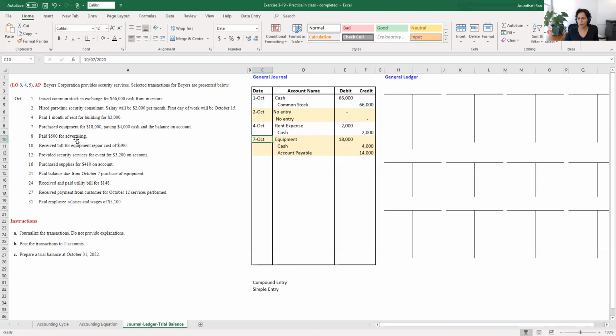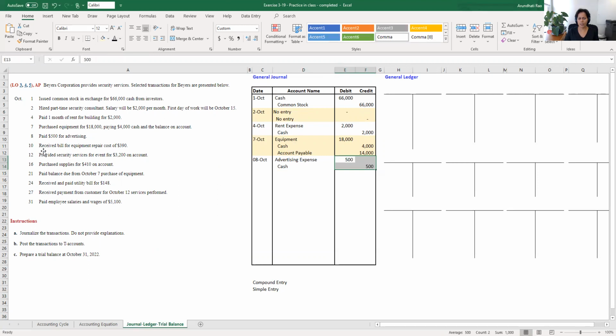I've advertised my business. The advertising agency is going to publicize my business for me. I'm going to get the benefit from it, and it's cost me $500. I paid $500. I parted with cash, so my cash balance decreased. Start with the date, October 8th, and I got the benefit of a service, so it's advertising expense debit. I paid cash, so cash credit, and we know the amount is $500.